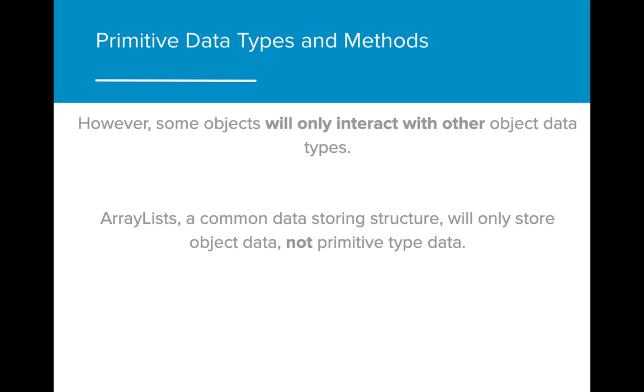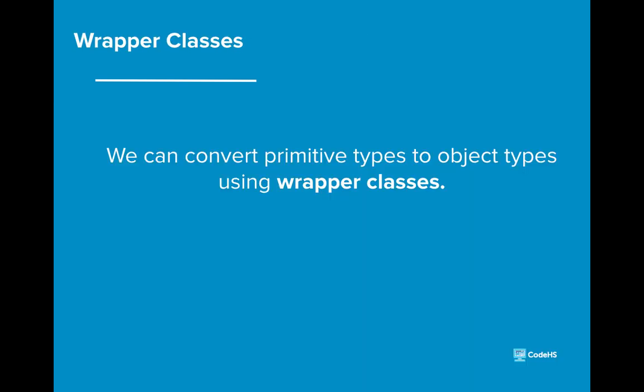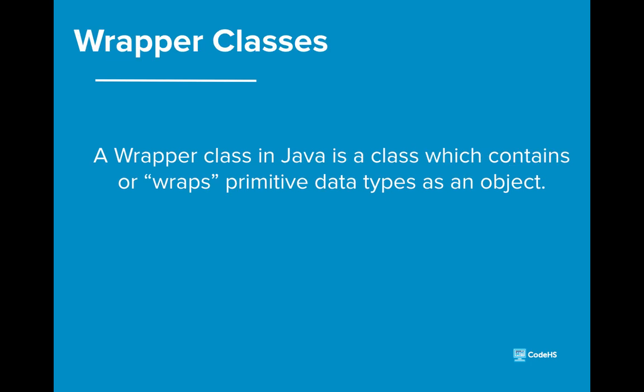Array lists, for example, are a common data storage type that will only store object data types and not primitive values. But what if we wanted to store those primitive values in an array list? Luckily, we can actually convert primitive types to object types using something called a wrapper class. For every primitive type in Java, there is a built-in object type called a wrapper class. The wrapper class is a class that can contain primitive data types as object data types.